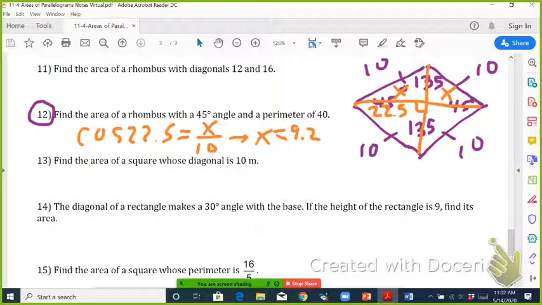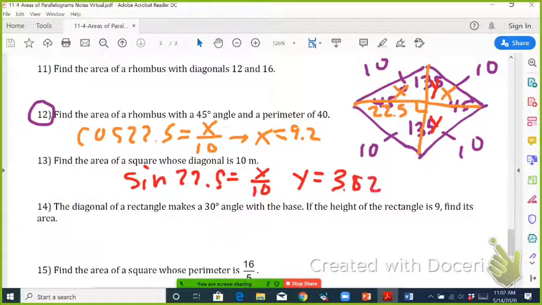Then you could do the same thing with sine to figure out this part of the diagonal. So you could do the sine of 22.5 equals x over 10, and when you cross multiply and do 10 times the sine of 22.5, you get that that comes out to 3.82. So now we could just take those diagonals and double them. So 9.2 doubled would be 18.4. 3.82, we'll just round it to 3.8. 3.8 doubled would be 7.6.